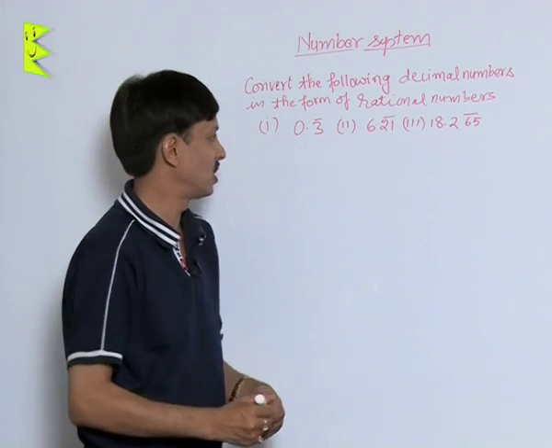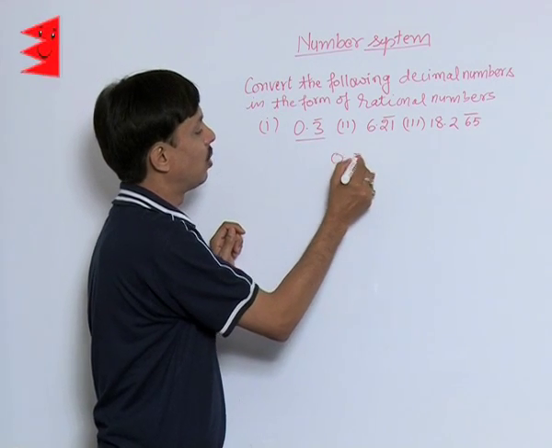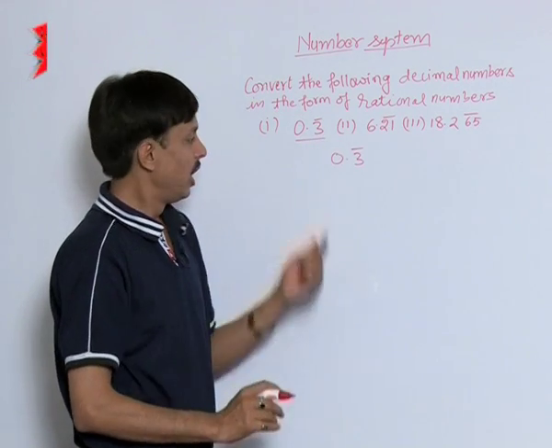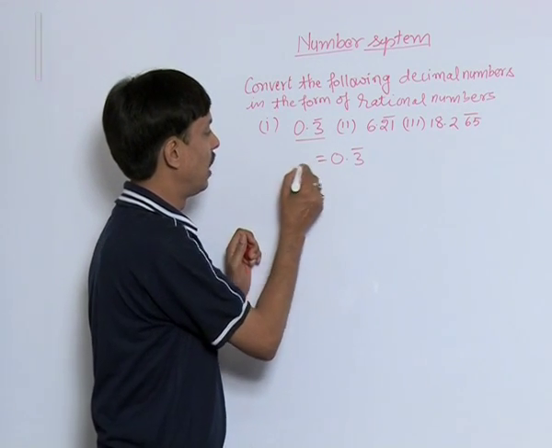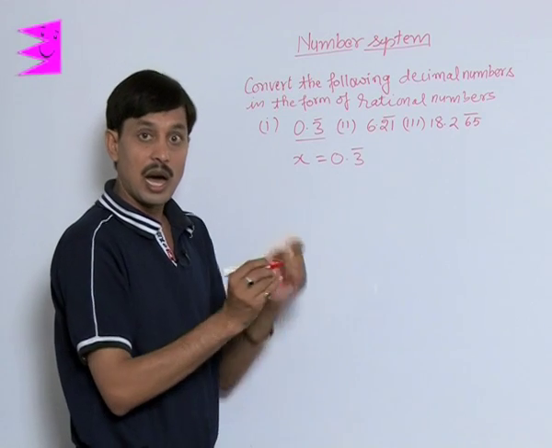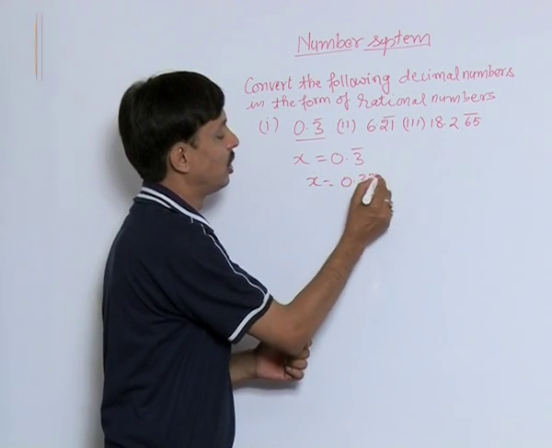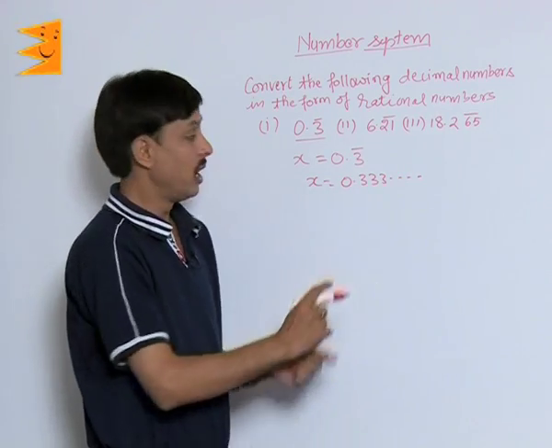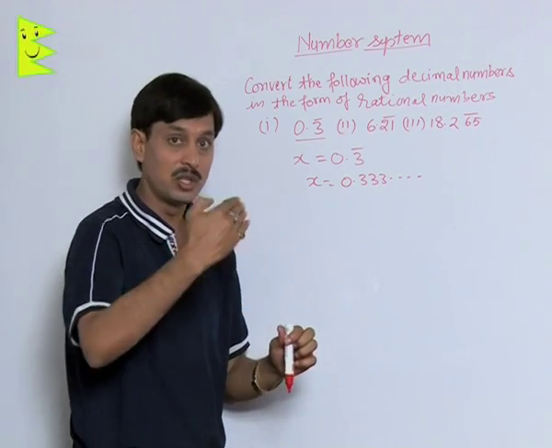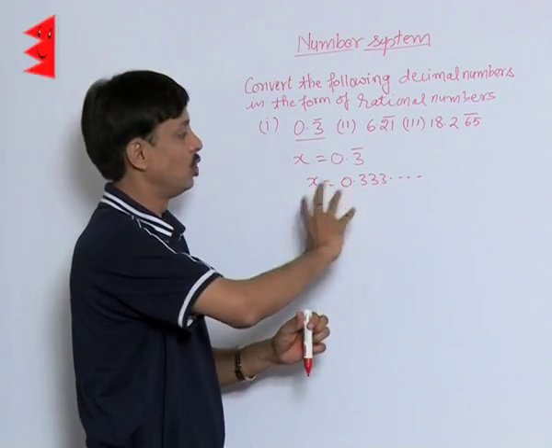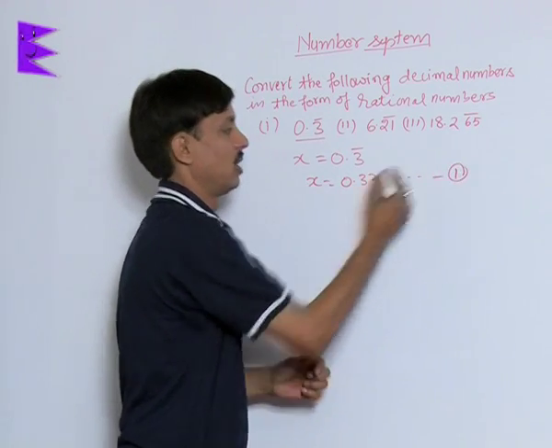If I take the first example, 0.3 bar, I am taking this value as x. I can write this as x equals 0.333 dot dot dot. It is the expanded form because it is 3 bar, so it is 3 bar bar bar, that is 0.333. This is equation number 1.